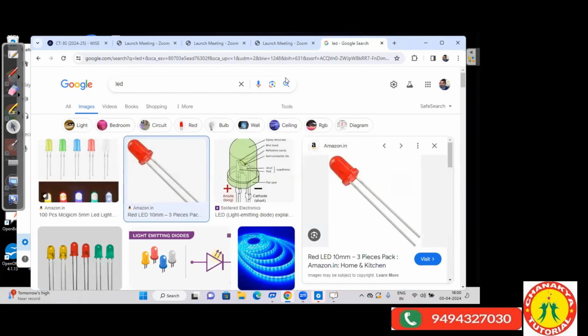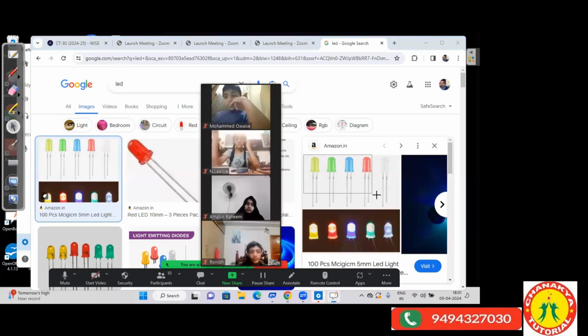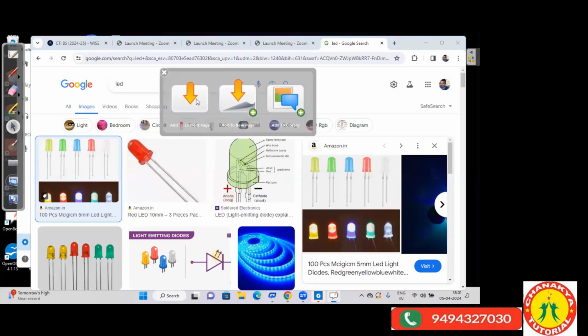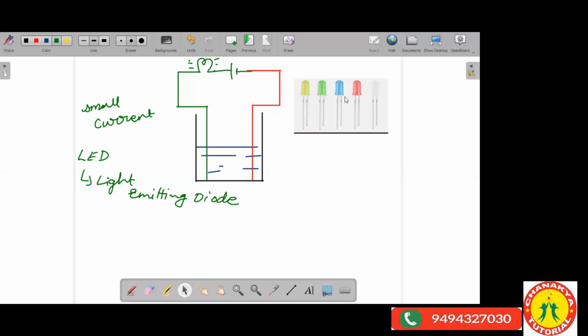If you observe the LED, it has two legs. These are different colored LEDs. One leg is bigger and one leg is smaller. Can all of you see that we have a smaller leg and a bigger leg, right? Yes. So the LED has two legs, a bigger one and a smaller one. This bigger leg is the positive one and the smaller one is negative.